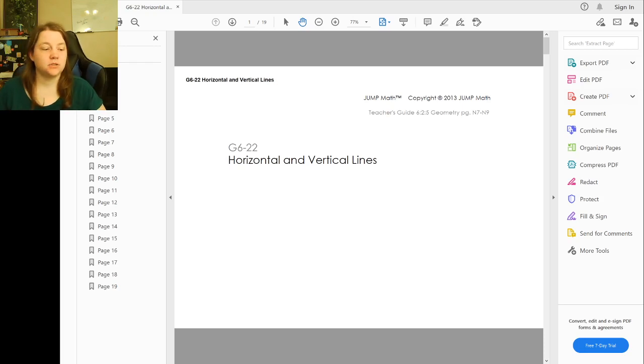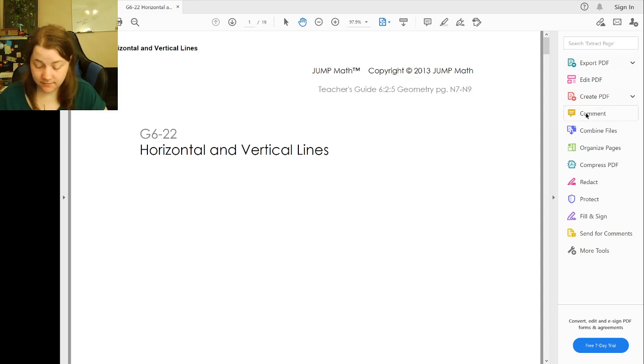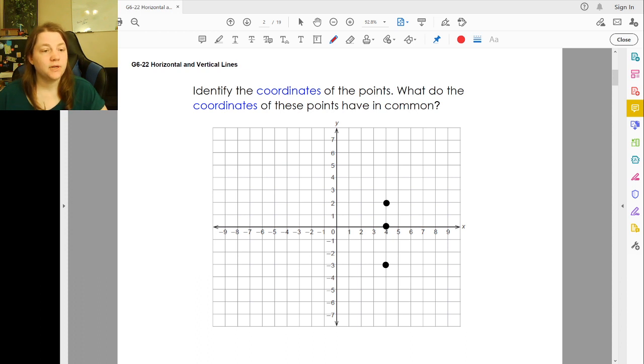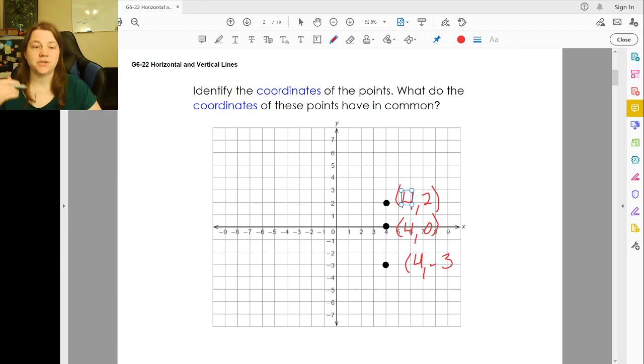This video is going to talk about horizontal and vertical lines. So, we want to identify the coordinates of these points. What do the coordinates of the points have in common? Well, we know that this point right here is run 4, jump 2. This one is run 4, jump 0. And this point is run 4, jump negative 3, or fall down 3.